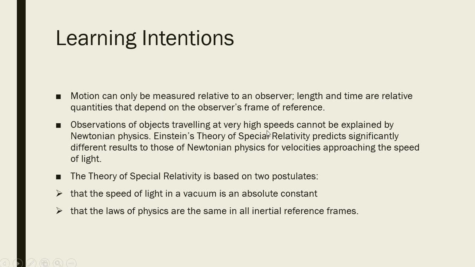And Einstein's theory of special relativity predicts different results to those of Newtonian physics for velocities approaching the speed of light. So Einstein's theory of special relativity is based on two postulates, or two assumptions, and they are that the speed of light in a vacuum is an absolute constant. Okay, speed of light in a vacuum is a constant, and the laws of physics are the same in all inertial reference frames. And we'll unpack these new words, this key vocabulary, over the next few slides.